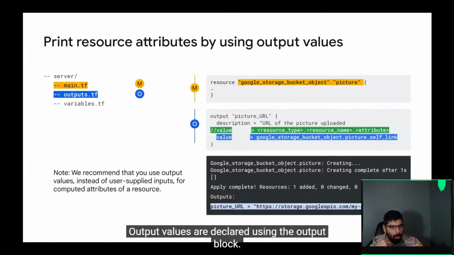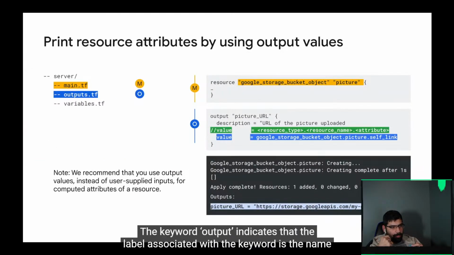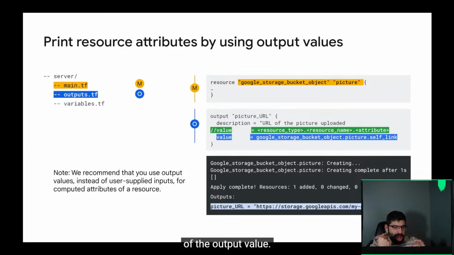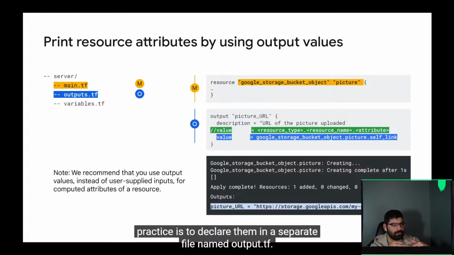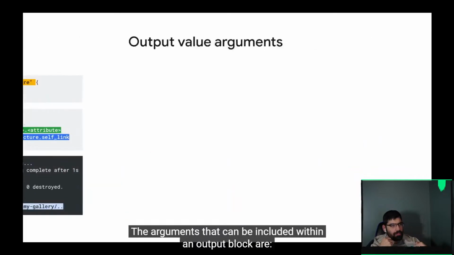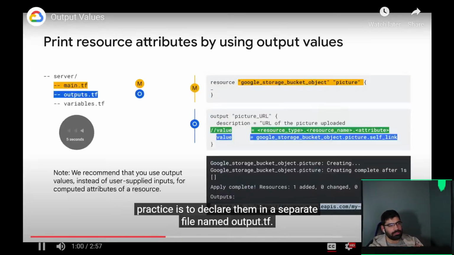Output values are declared using the output block. The keyword output indicates that the label associated with the keyword is the name of the output value. You can declare an output value anywhere within a configuration, but it's recommended best practice to declare them in a separate file named output.tf.